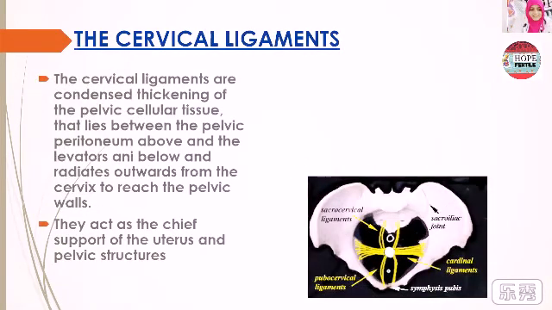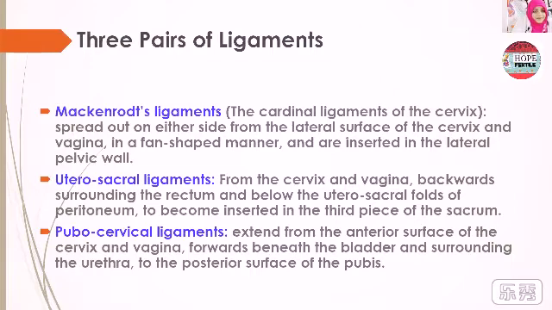The cervical ligaments. These are condensed thickenings of pelvic cellular tissue that lie between the pelvic peritoneum above and the levator ani below and radiate outwards from the cervix to reach the pelvic walls. They act as the chief support of the uterus and pelvic structures. Three pairs of ligaments are very main to study about. We'll go ahead with it: Mackenrodt's ligaments, uterosacral ligaments, and pubocervical ligaments.